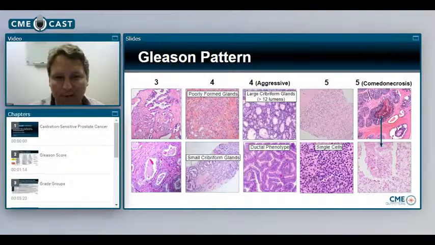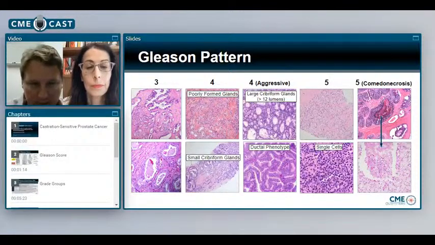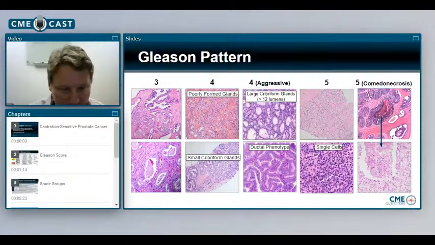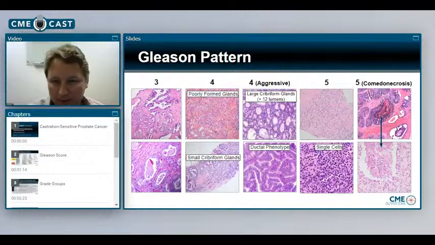And as you move from patterns 3 to 5, it becomes less and less differentiated. As a pattern 4, you can see on the top slide the glands are very small. You're not seeing distinct lumens. And on the bottom slide, there's additional pattern 4 where the glands attempt to coalesce to one another, which is called fusion or small cribriforming. And then if you look in the middle of this picture, in addition to that, there's a pattern 4 which has an even more aggressive pattern or aggressive outcome, and that's your large cribriforming. This is based on typically 12 or more lumens, and it tends to be large where it expands the entire width of a needle core biopsy.